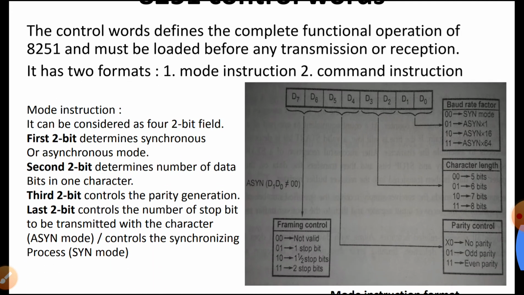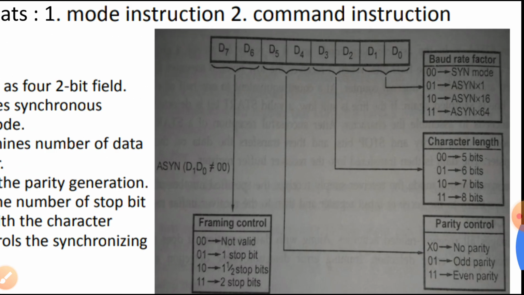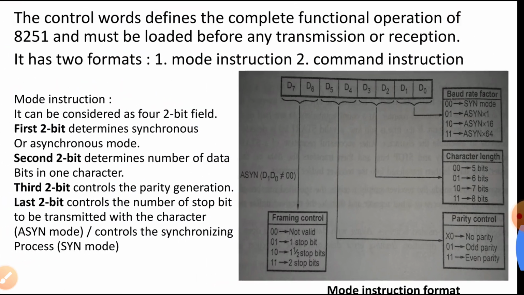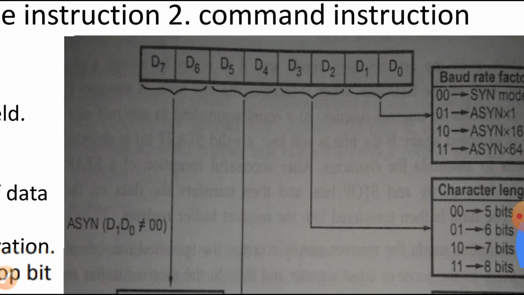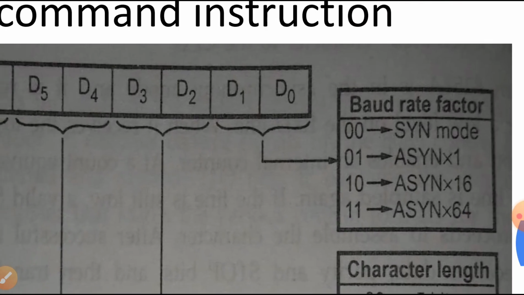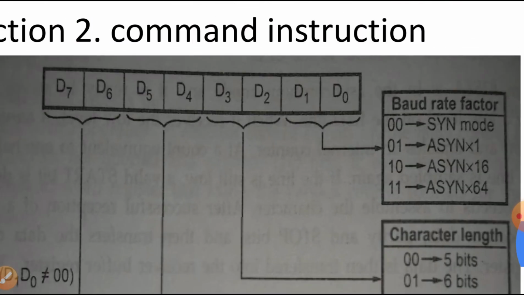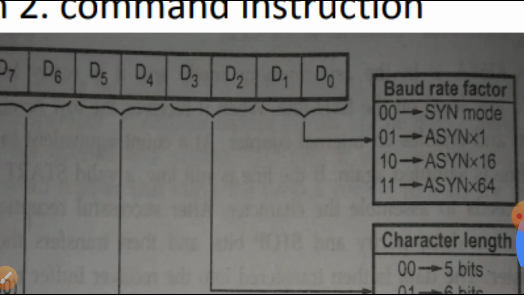Now, the mode instruction format is an 8-bit number, and this 8-bit number is divided into four 2-bit fields, and depending upon the value of these 2-bit fields, it is going to work. It gives the information about how it will work. The first 2-bit field, that is D0 and D1, is used to recognize whether it is working in a synchronous mode or in an asynchronous mode.